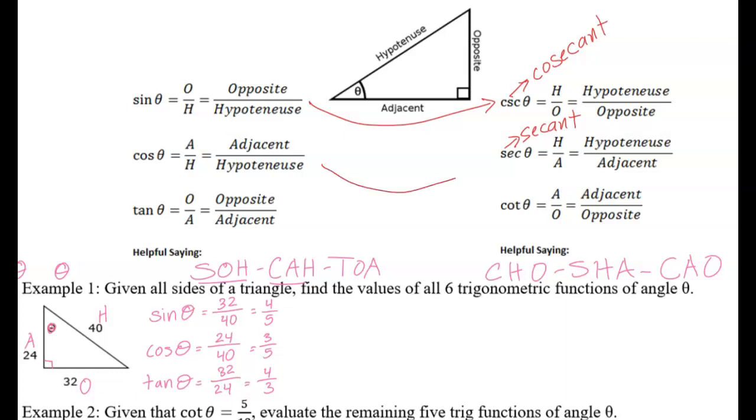Yes, cosine. Again, you just find the reciprocal. And lastly, this COT is cotangent. This one is easy to remember which one. Cotangent is the reciprocal of tangent.